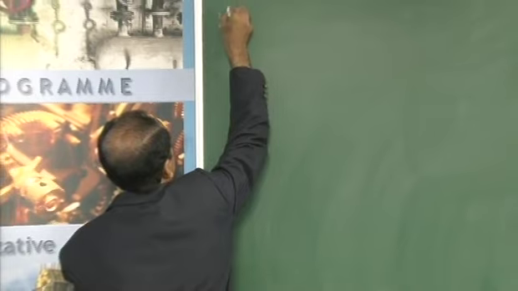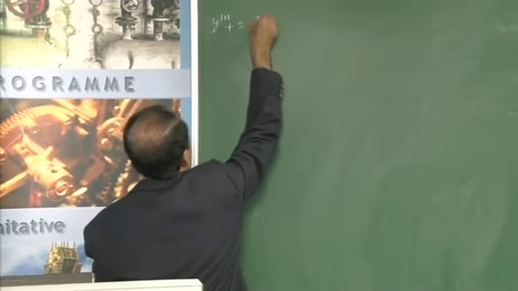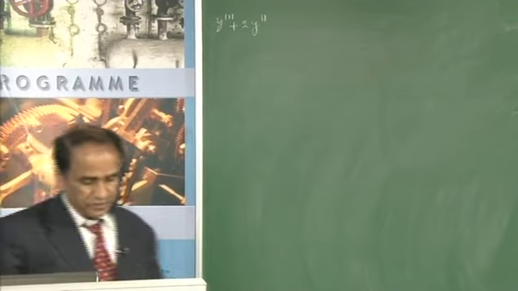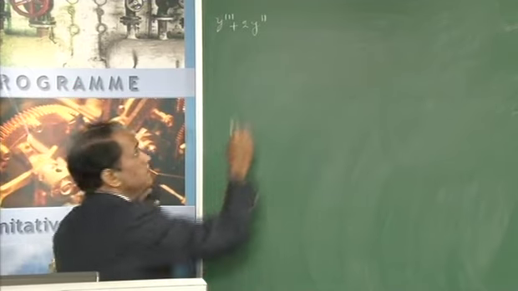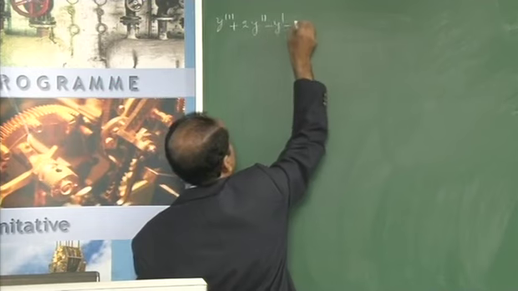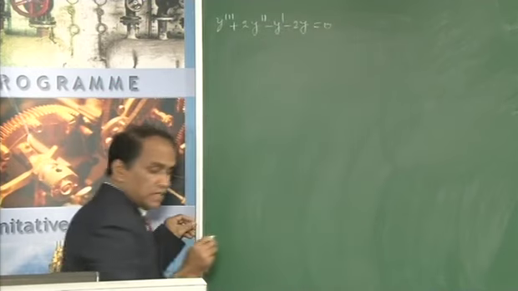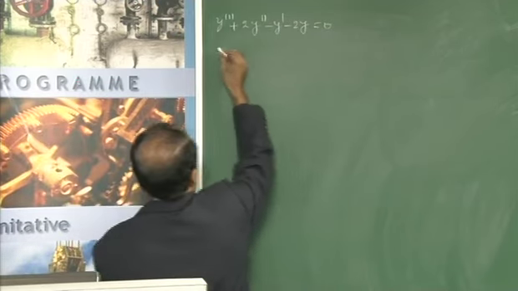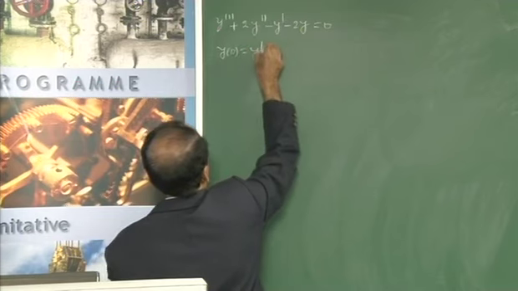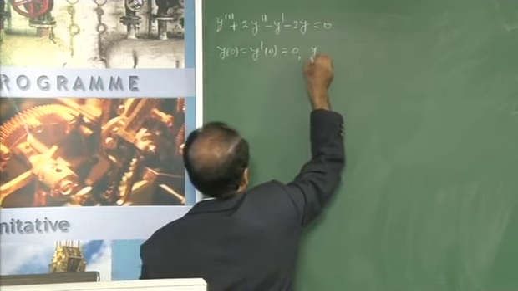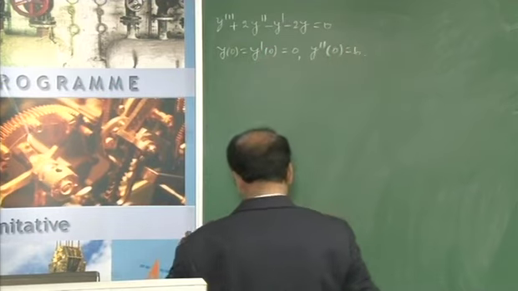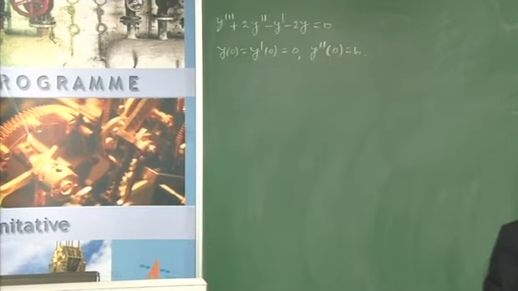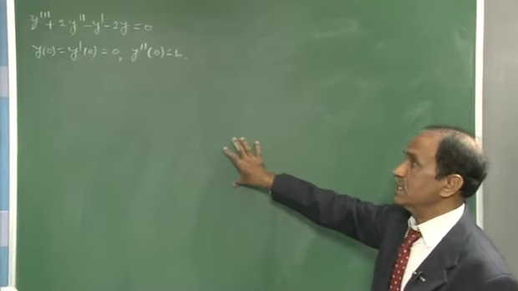It is given like this: y triple dash plus 2 y double dash minus y dash minus 2y equal to 0, and the conditions attached to this problem are y(0) equal to y dash(0) equal to 0 and y double dash(0) equal to 6. This is another interesting situation where you have to deal with third order, that means a higher order derivative. The previous problem was a second order derivative.